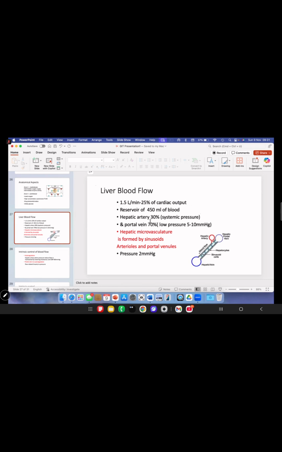Okay, this is usually in a fed state. කාපු වෙලාවක තමයි මේක. In fasting states the hepatic artery portion becomes higher, and the portal vein portion will be less than this. Okay, and inside the sinusoids, the pressure will be very minimal, 2 millimeters of mercury generally. Okay, right.